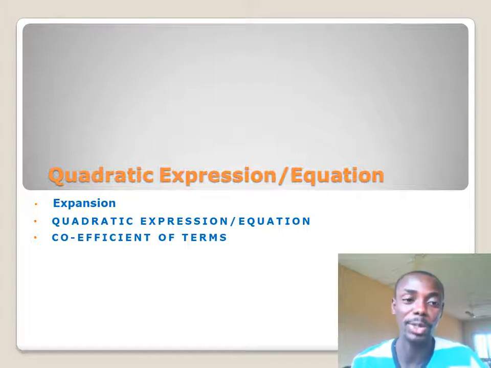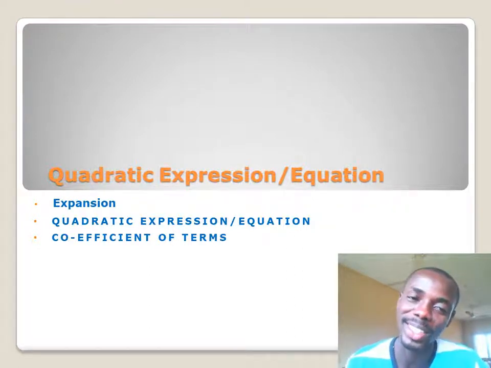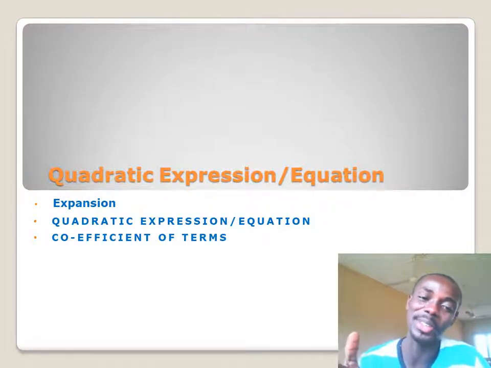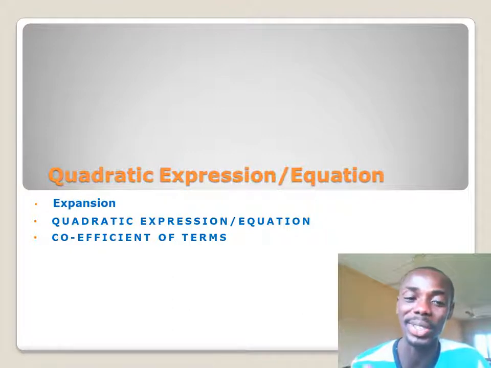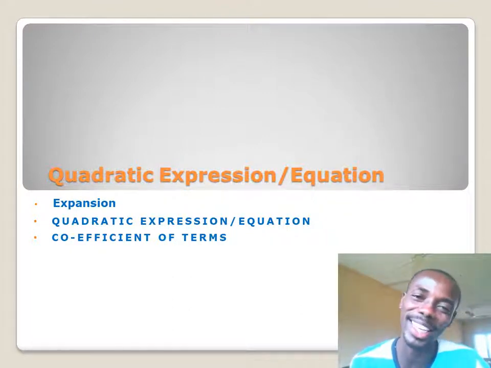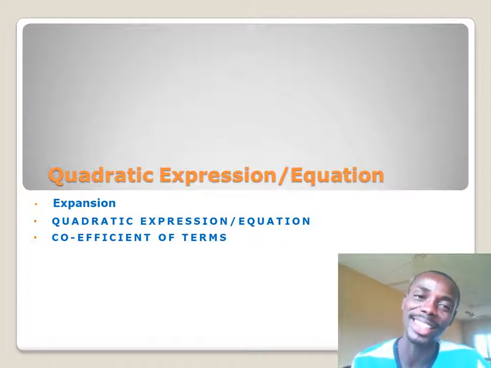Hi everyone, today we're going to be looking at the basis of quadratic expression or equation. We're going to be looking at expansion of factors, the difference between quadratic expression and quadratic equation, and the question of terms. We're not doing much today, and everything we do you're going to understand 100% guaranteed.